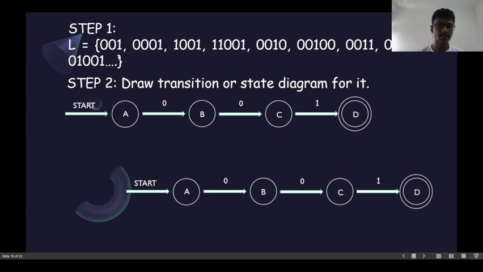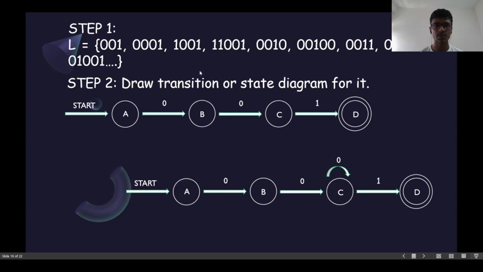Now let's see 001. You can derive 001 using this diagram. When it comes to 0001, with 0 it goes to B, and another 0 it goes to C. But there is another 0 here. Before that, what we need to do is add a transition here. So now if you see 0, 0, and if it gets the third 0, it becomes a self loop here, and when it acquires the 1, it goes to the end state.